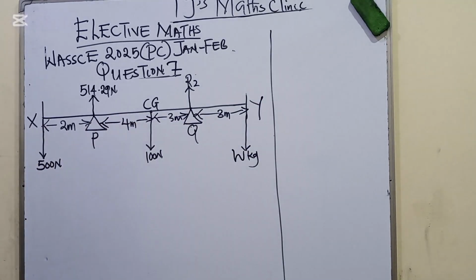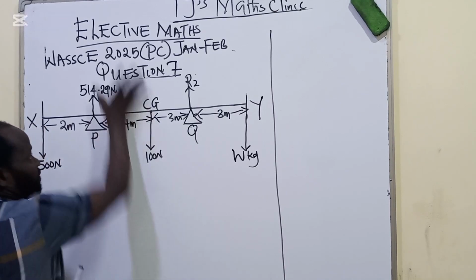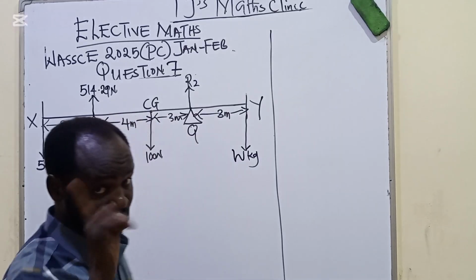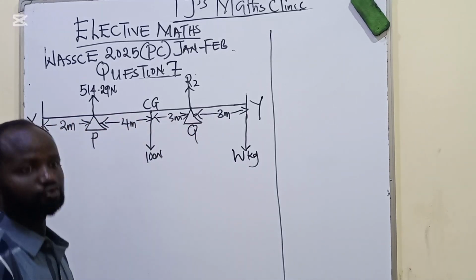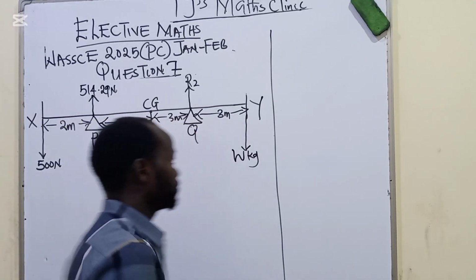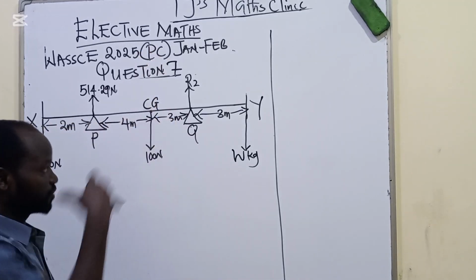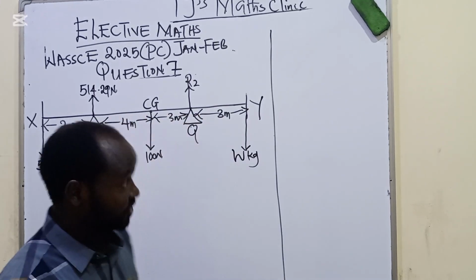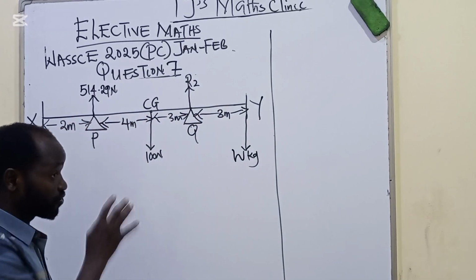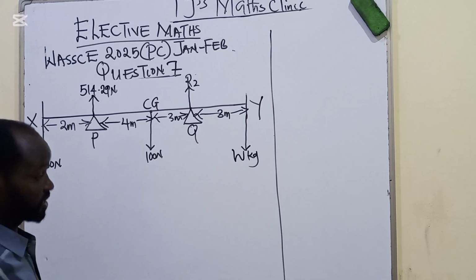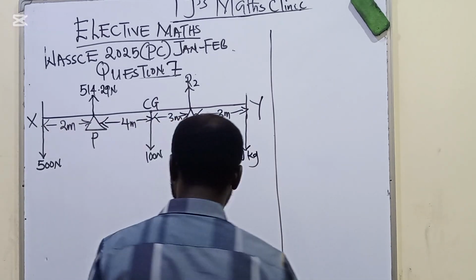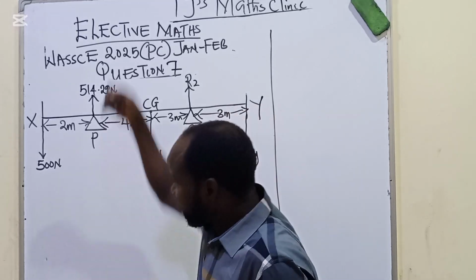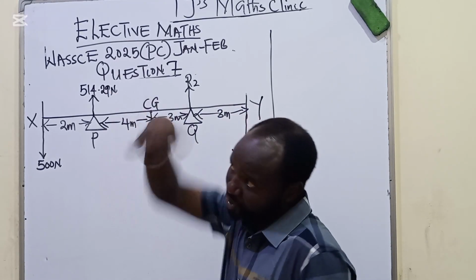For this meter rule to be in equilibrium, the sum of upward forces must be equal to the sum of the downward forces. That's one of the conditions for a system to be in a state of equilibrium. The upward forces must be equal to the downward forces. That's number one condition. Condition number two: the sum of clockwise moments must be equal to the sum of anti-clockwise moments. That's number two. And moment is nothing but force times the perpendicular distance from where we are taking that moment. That's from the point of action.